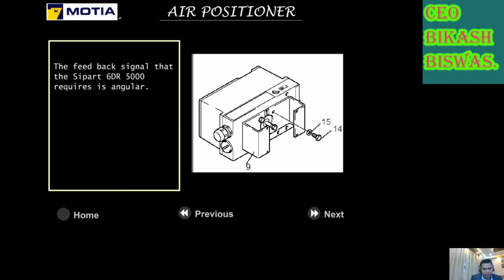Now you see in the CPAT IP positioner at the back side, this is the feedback mechanism. How is the feedback given? This is rotating either in clockwise or anti-clockwise direction. So the feedback mechanism gives a signal, the angular signal.